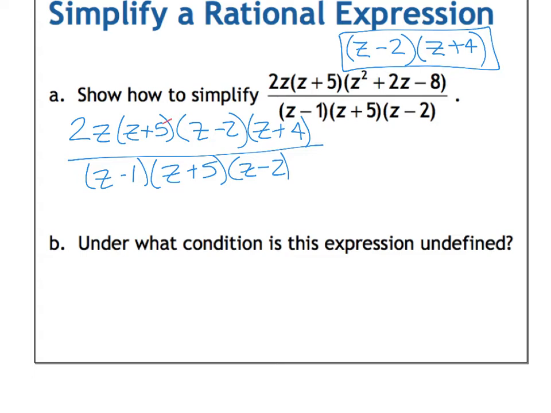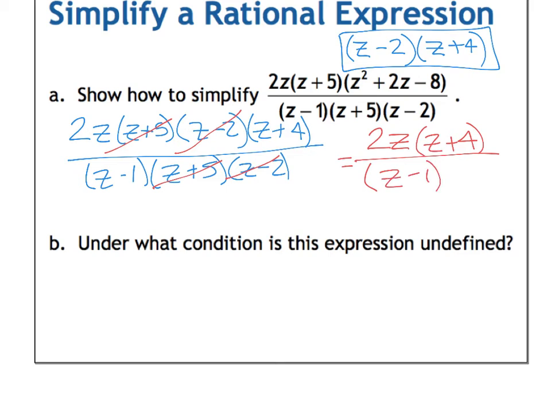So I see that I have z plus 5 in both the numerator and denominator. I also see that I have z minus 2 in the numerator and denominator. All right, so I can cancel those out. And that leaves me with 2z times z plus 4 in the numerator over z minus 1 in the denominator. All right, so that's our simplified form. Nothing more you need to do here. We're not going to multiply back through. We're just going to leave it as is.